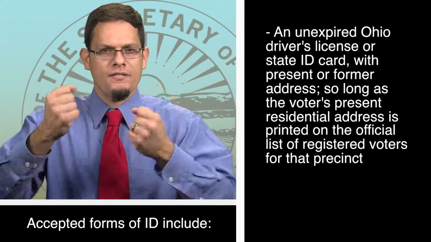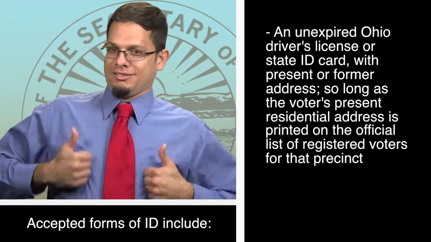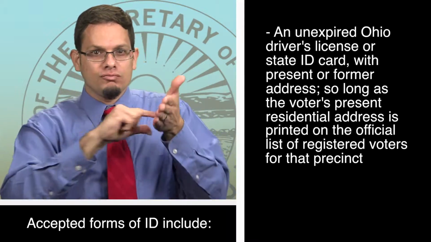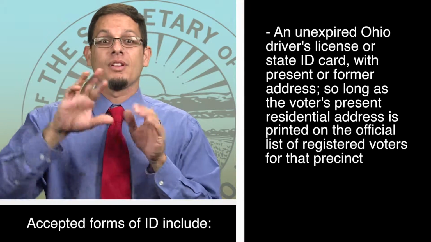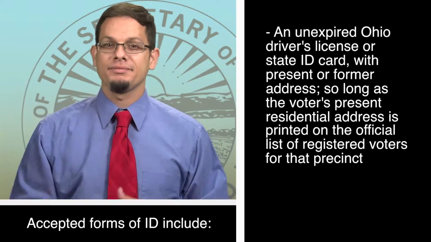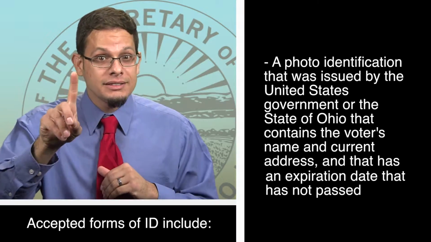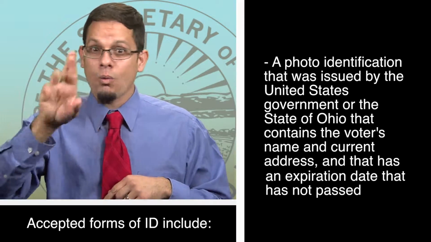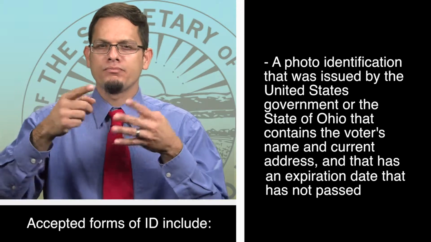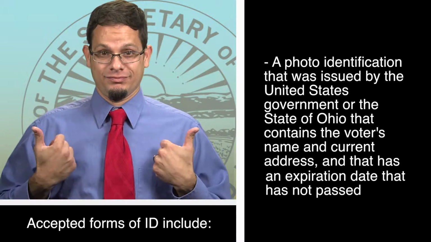an unexpired Ohio driver's license or state ID card with present or former address, so long as the voter's present residential address is printed on the official list of registered voters for that precinct. A military identification. A photo identification that was issued by the United States government or the state of Ohio that contains the voter's name and current address and that has an expiration date that has not passed.